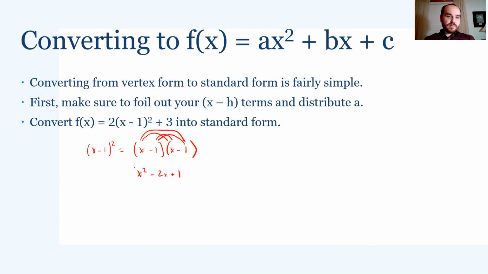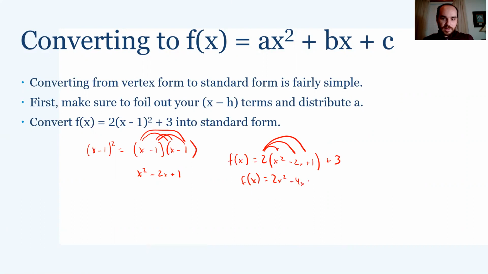So now we have f of x equals 2 times (x squared minus 2x plus 1) plus 3. And then we want to distribute our 2 to all three of these. When we do that, oh, there should be a plus 3 at the end, sorry. And then when we do that, we get f of x equals 2x squared minus 4x plus 2 plus 3.